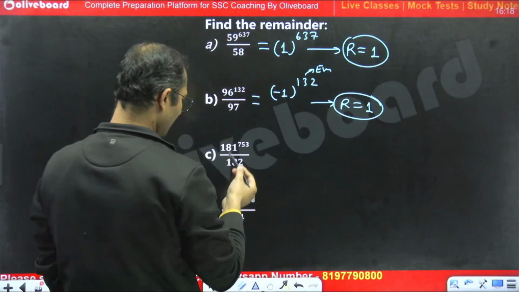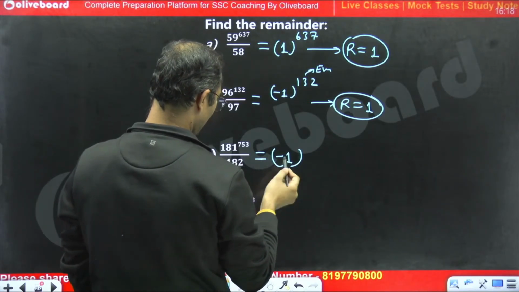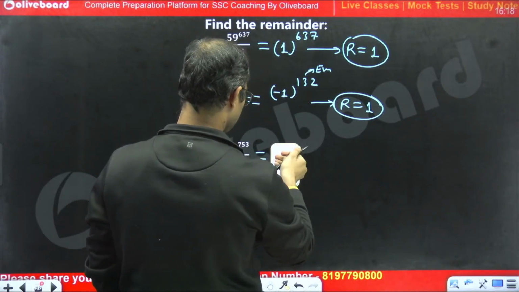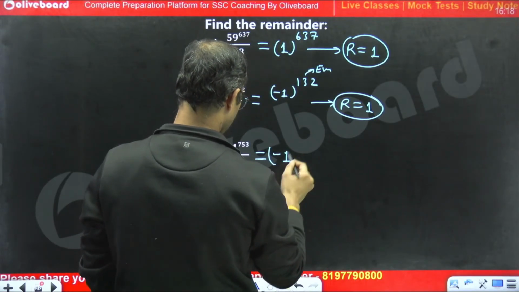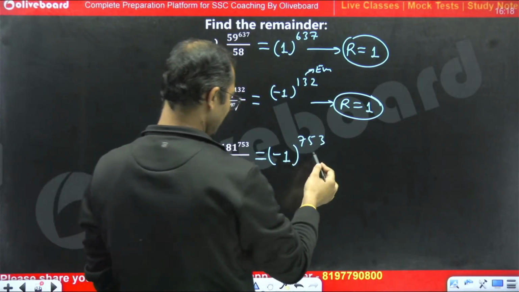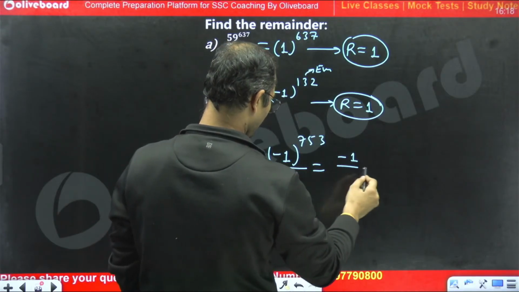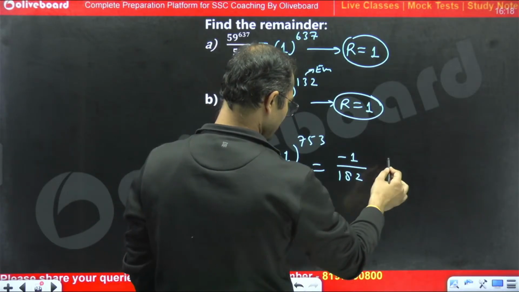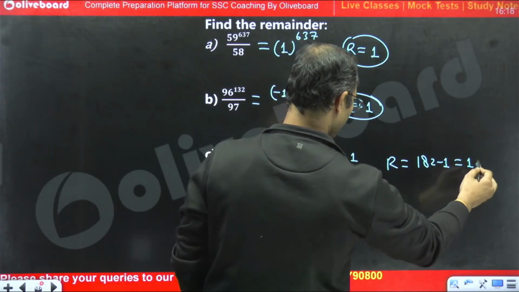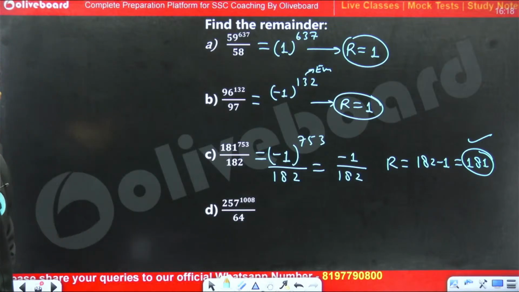And here is minus 1 to the power 753. So we can say that for 182, minus 1 upon 182, the final remainder is 182 minus 1, so 181 is the right answer.